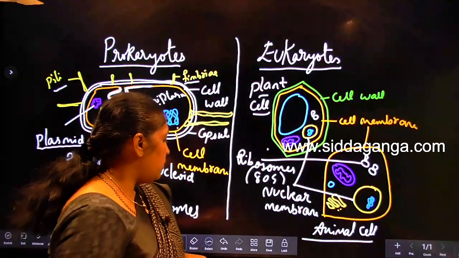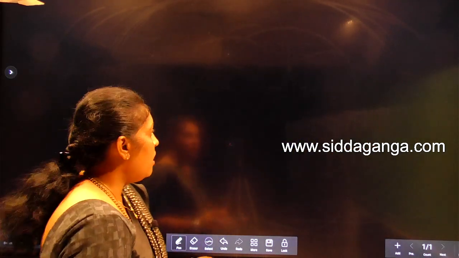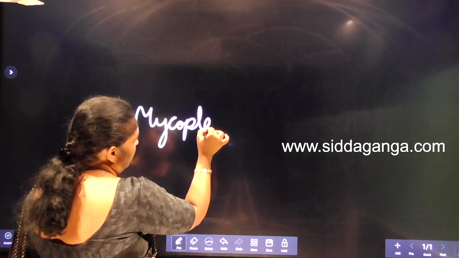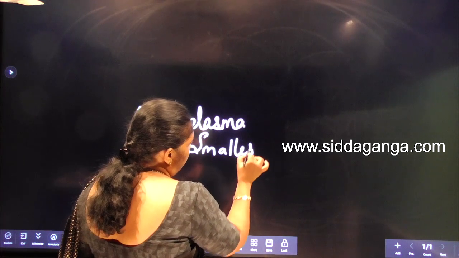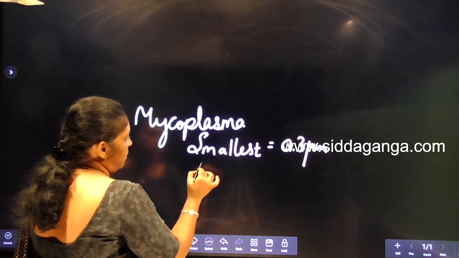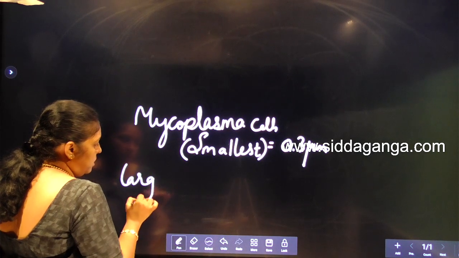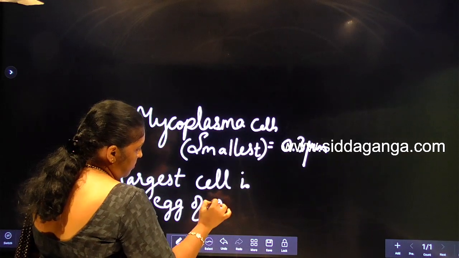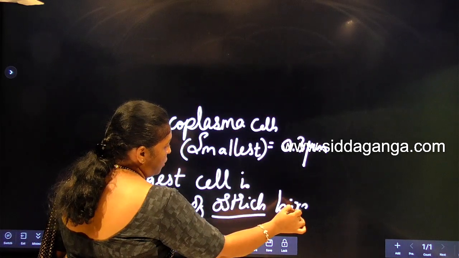After knowing about the cell, we should know which is the smallest cell and which is the largest cell. The smallest cell we consider is mycoplasma. Mycoplasmas are the smallest cells, about 0.3 micrometre in length. The largest cell is the egg of the ostrich. You have seen the ostrich bird. So the egg of the ostrich bird is the largest cell.